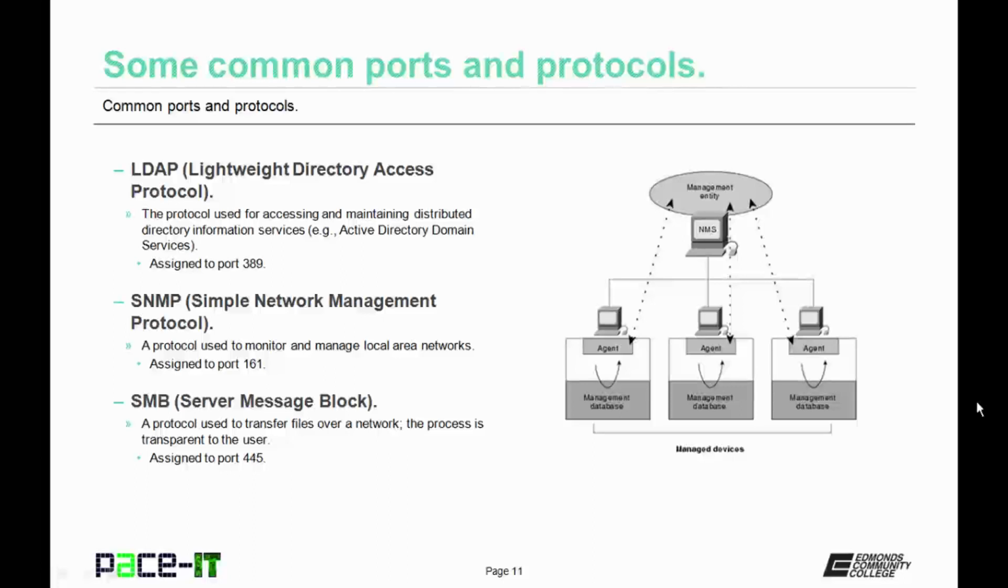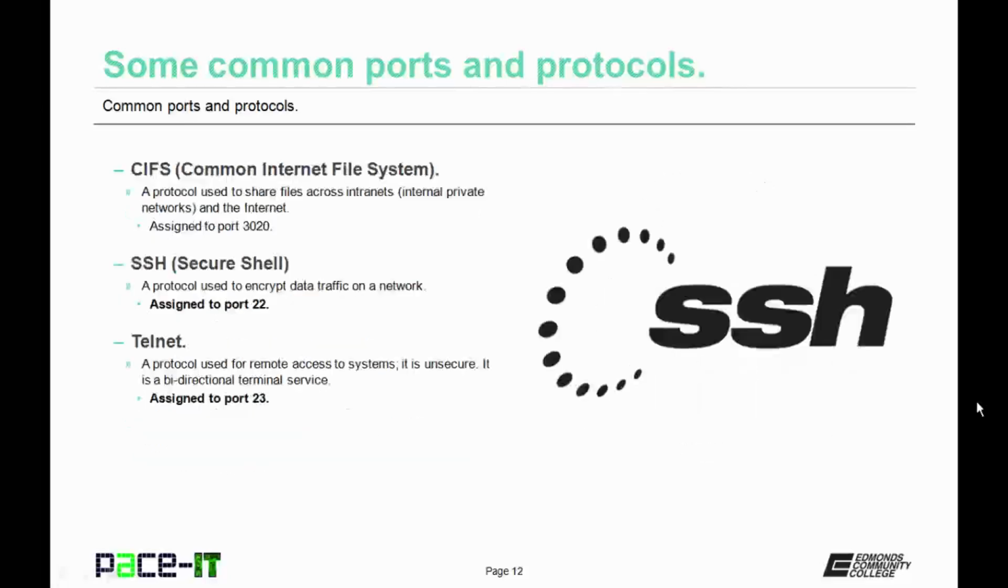Next up is SMB, Server Message Block. This is a protocol that's used to transfer files over a network, kind of like FTP, but the process is transparent to the user. The user really never sees SMB. It's assigned to port 445. Then we have CIFS, Common Internet File System. This is a protocol that's used to share files across intranets, internal private networks, and the internet. It's assigned to port 3020, and it has a lot in common with SMB.